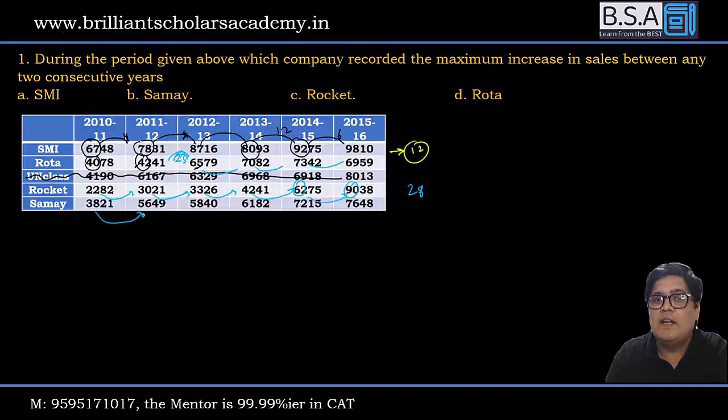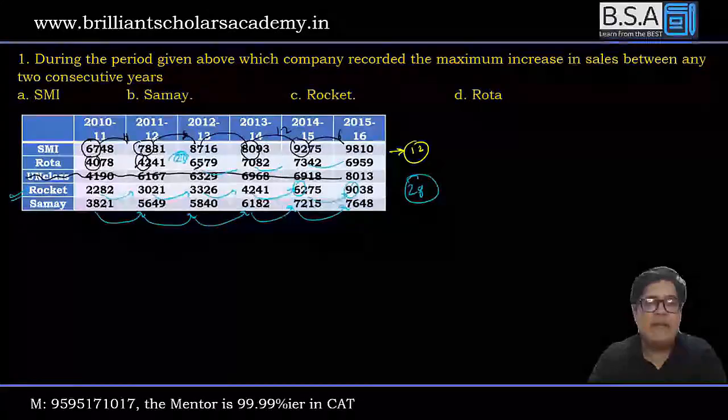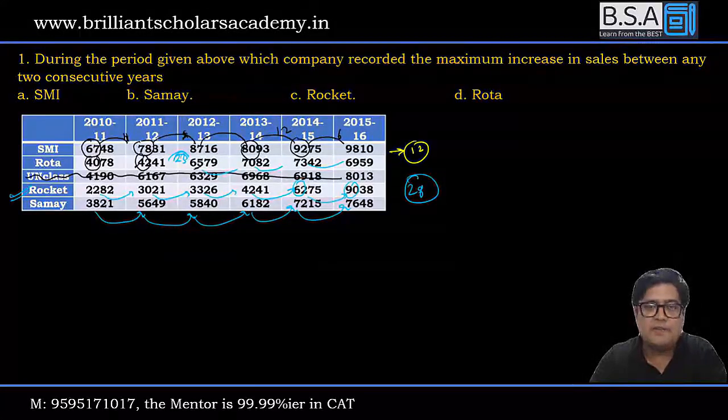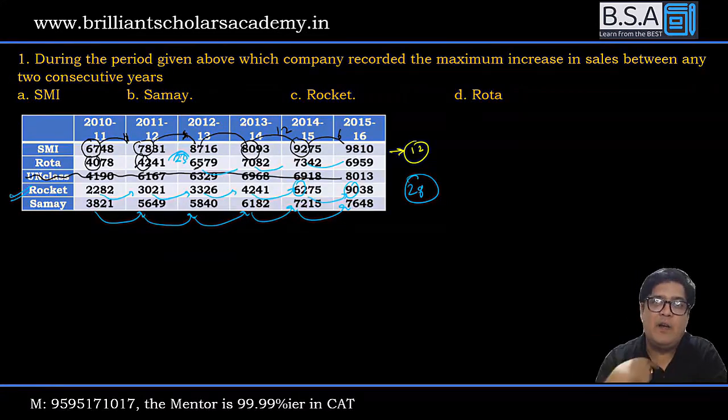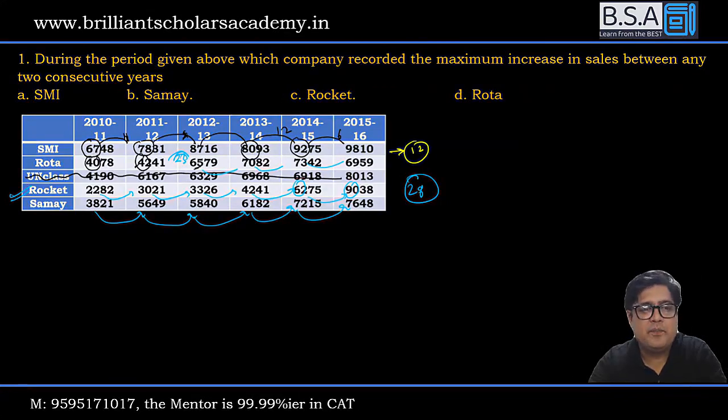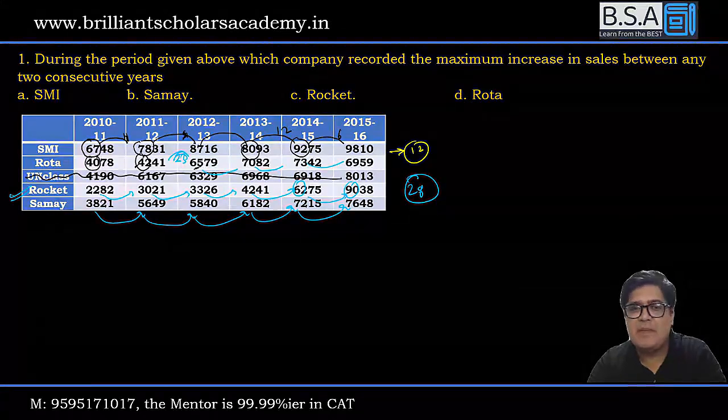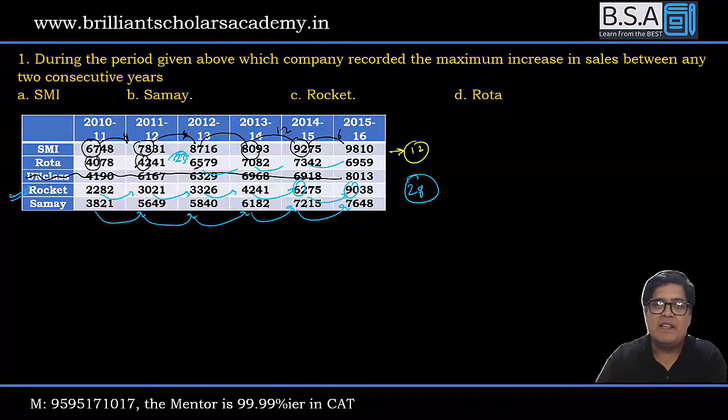You don't have to actually add or subtract. You actually don't have to do that. Here the question was increase. My question earlier was growth. Growth is a percentage. Increase is plus minus. So the maximum increase is in Rocket. Where is the maximum increase? Between the last 2 years.